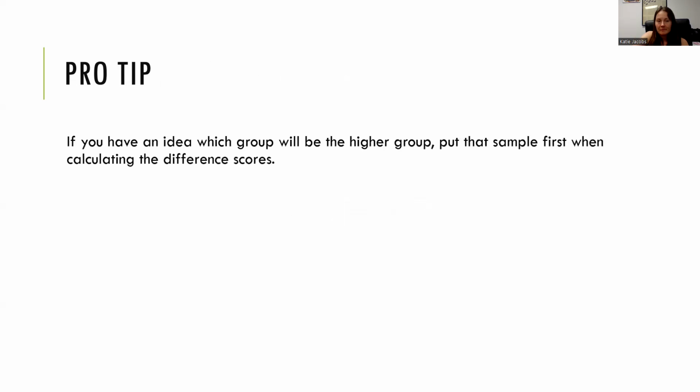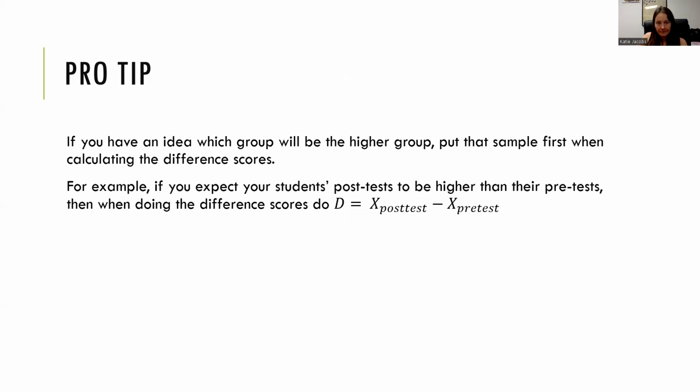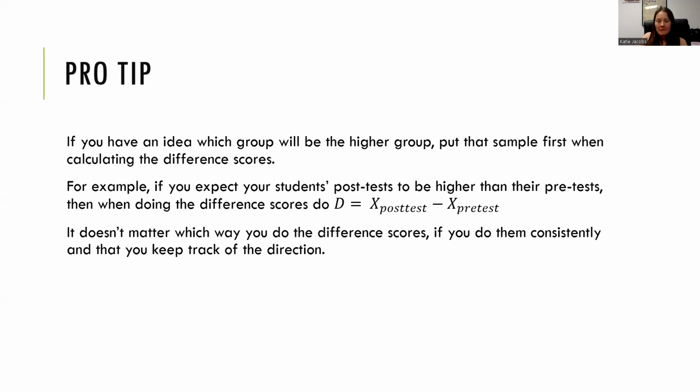All right, so pro tip, if I have an idea which group is going to be bigger, I would put that first when writing our hypotheses, and especially your research hypothesis, because that's the direction that you're hypothesizing with your test statistic. So for example, if you expect your students' post-test scores to be higher than their pre-test scores, when you're writing your hypotheses in step 2, you're going to want to say that you think the mean post-test scores are going to be significantly greater than the mean pre-test scores for the class. Honestly, it doesn't matter which way you do this, as long as when you're writing your research hypothesis and null hypothesis, you keep them consistent and keep track of the direction that you're doing.